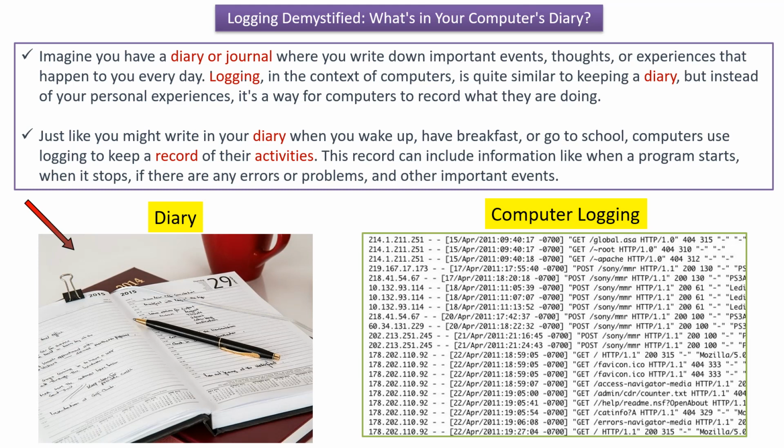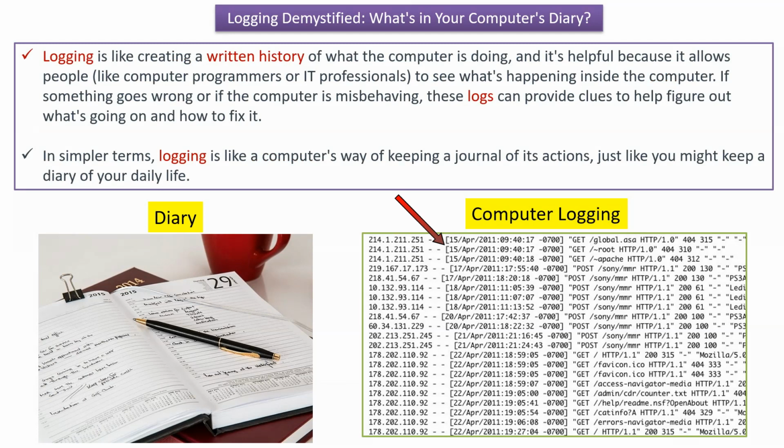Just like you might write in your diary when you wake up, have breakfast, or go to school, computers use logging to keep a record of their activities. This record can include information like when the program starts, when the program stops, if there are any errors or problems, and other important events.